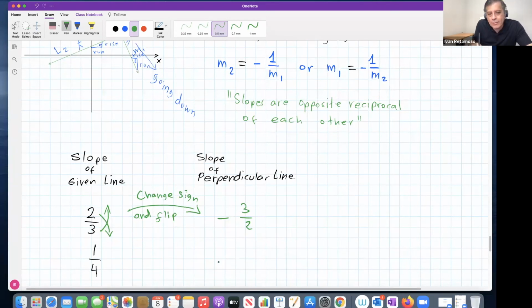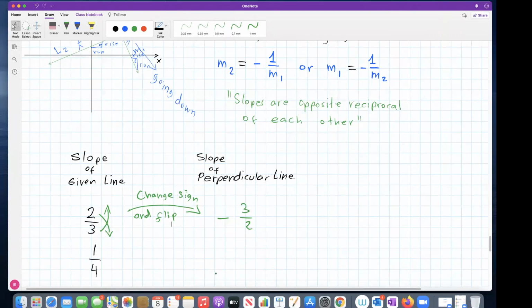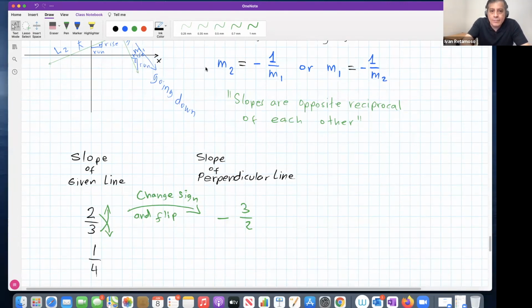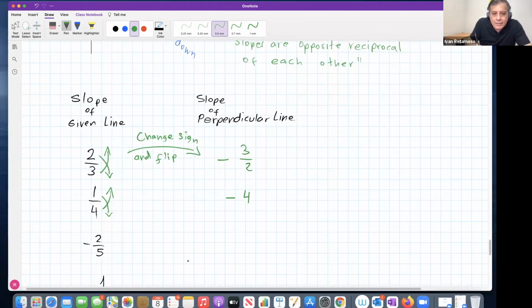Now, what if they give you a slope of 1/4? What do you think should be the slope of the perpendicular line in simplified form? Negative 4. Very good, Jack. I see on the chat Jing also was right. Negative 4. And why is that? Well, if you flip this, you get 4 over 1, but that 4 over 1 is just 4. And if you change the sign, this is positive, so this should be negative. Excellent.